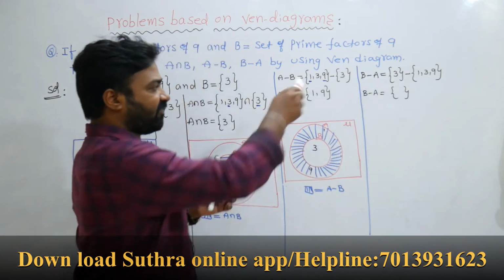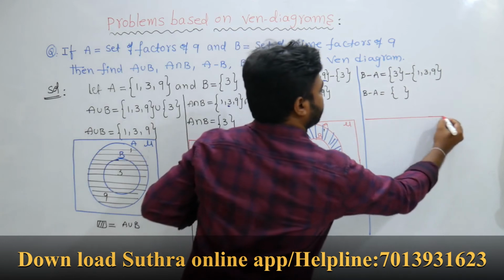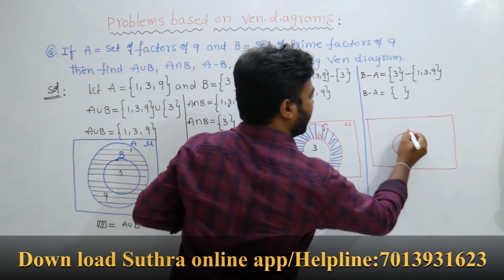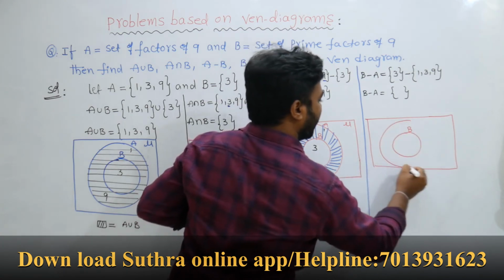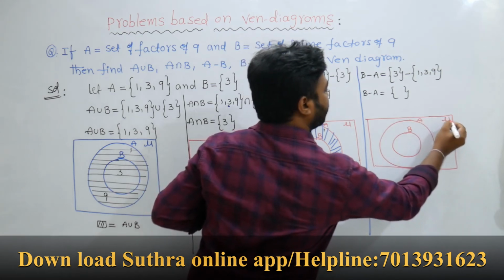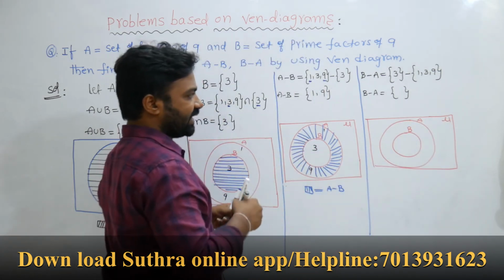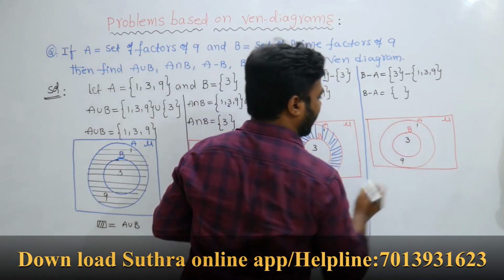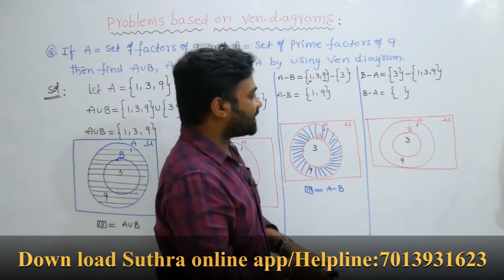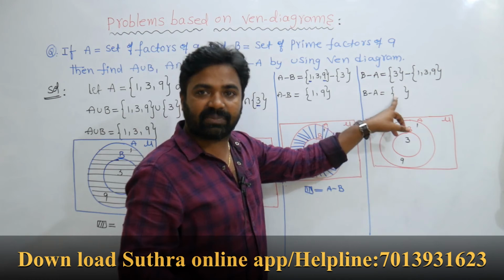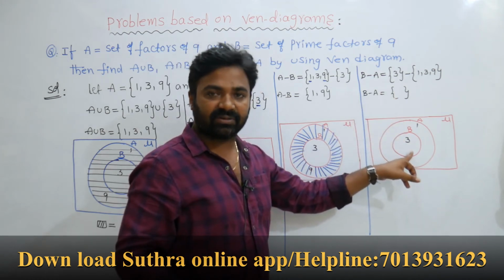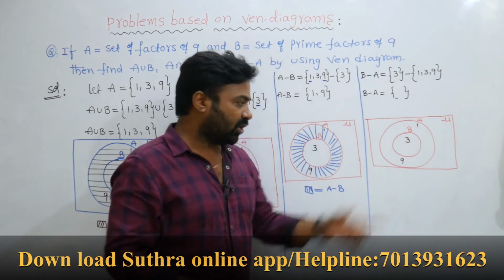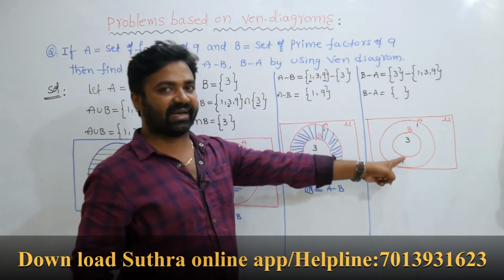Now I am taking the Venn diagram for B minus A. This set is B, this set is A, and this is the total mu set. Now the elements: in set B, 3, in set A, 1, 3, 9. Here B minus A is empty, we got. So there is no shading part here, because B set has element 3 and A set has 1, 3, 9. So there is no shading part. This is the B minus A Venn diagram.